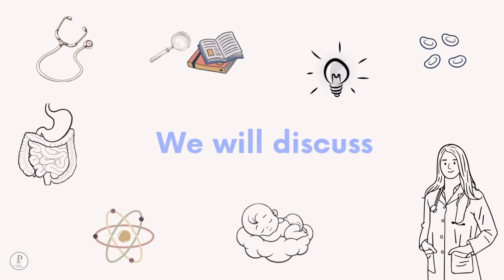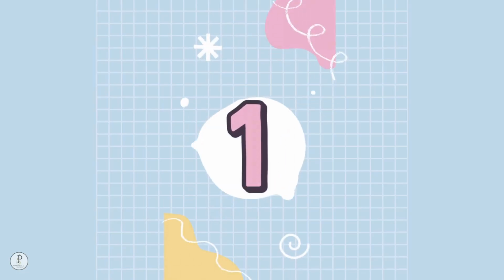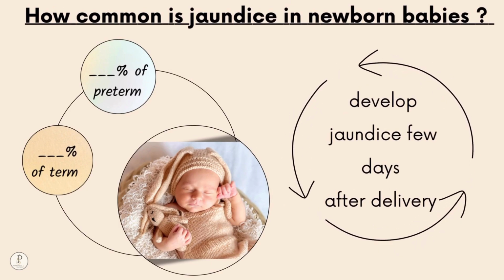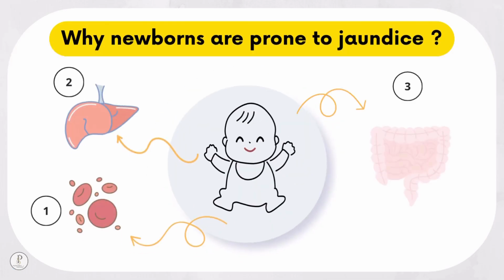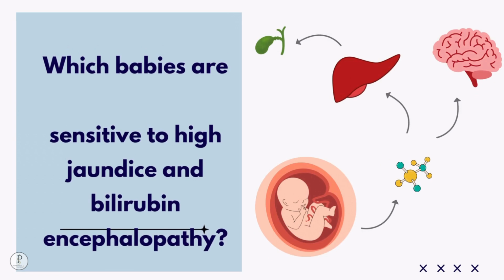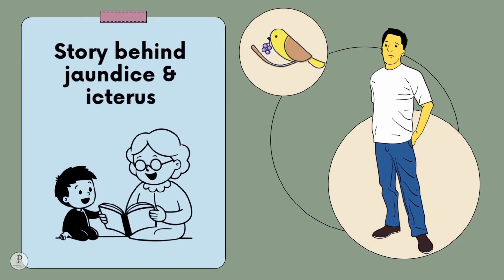Today we will discuss why jaundice occurs in newborn. Here we will find out how common is jaundice in newborn babies, why newborns are prone to jaundice more than adults, which babies are prone to high jaundice and bilirubin encephalopathy, story behind jaundice and icterus.